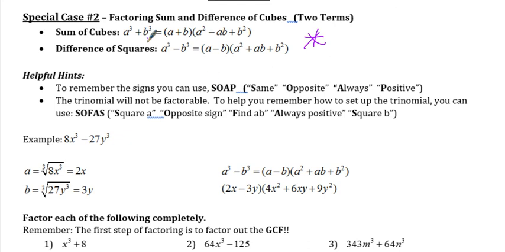Here's what SOAP means. If you have a sum of cubes, the sign here is the same. The sign here is opposite of the original. The sign here is always positive, regardless of what was here. SOAP also works here. The sign here is the same as the original. The sign here is opposite the original. The sign here is always positive. So if you can remember the first term is an a and b, and the second term is an a squared, ab, b squared, SOAP will help you remember the signs that go in between.